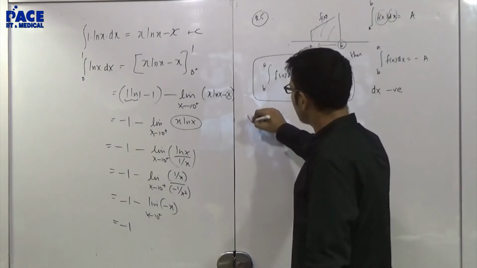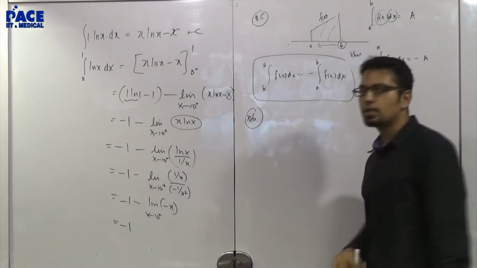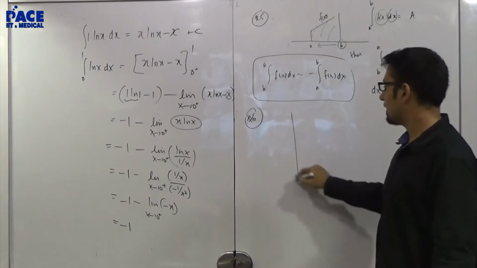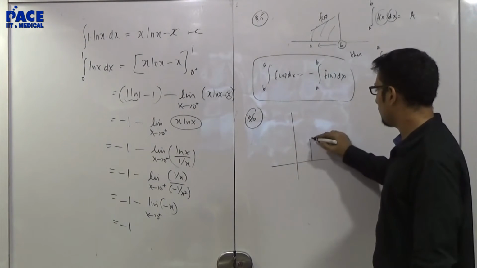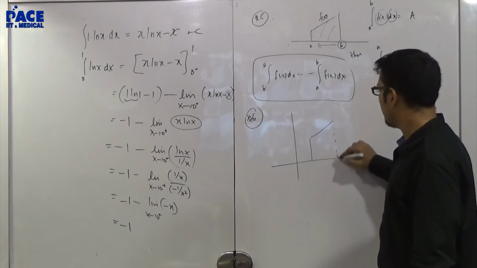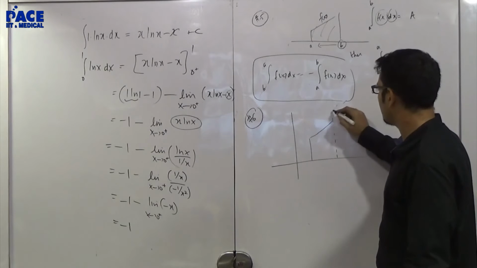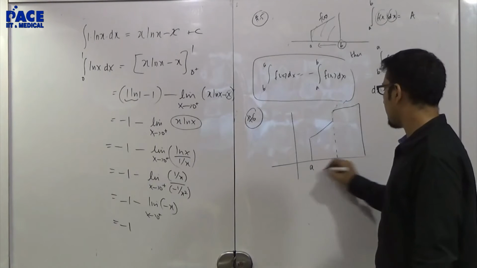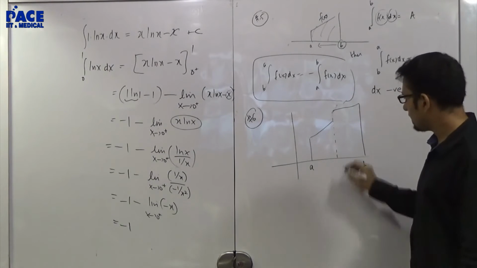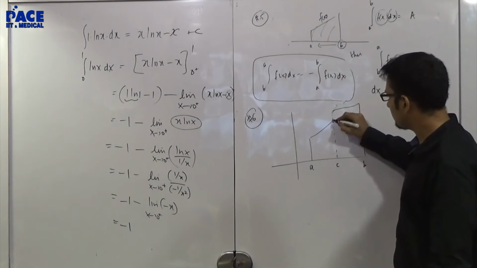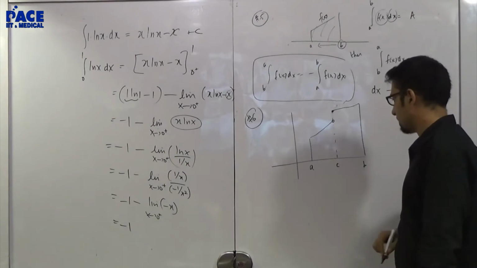Now, sixth one. अच्छा कभी-कभी क्या होता है? Sometimes in the function, you have a function like this. You have a discontinuity in the function of this sort. This is A. This is B. Let's say this is C. This is a discontinuity in the function.